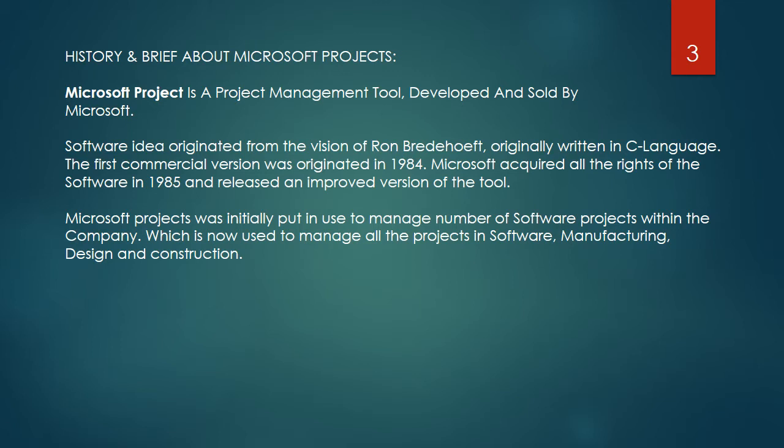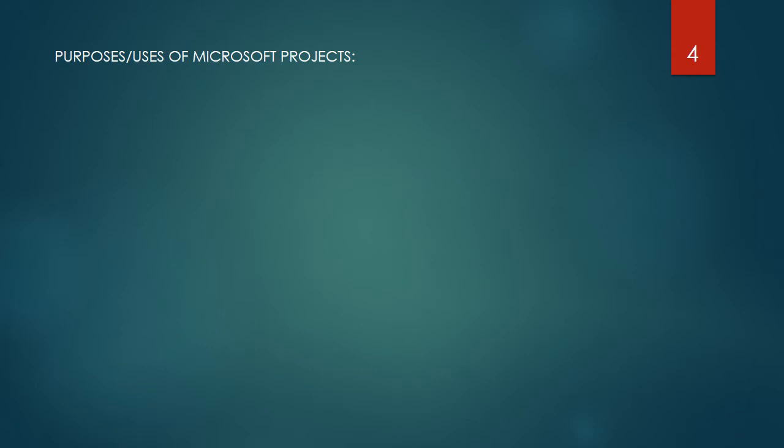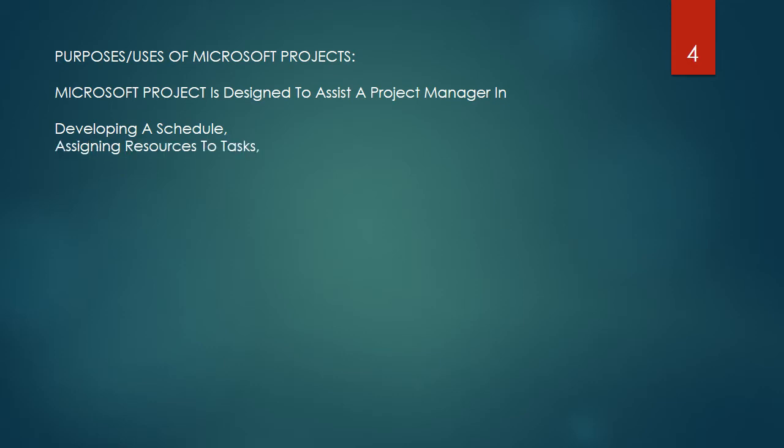Microsoft Project was initially put in use to manage a number of software projects within the company, and is now used to manage all projects in software, manufacturing, design, and construction industries. Purposes and uses of Microsoft Project. Microsoft Project is designed to assist a project manager in developing a schedule, assigning resources to tasks, tracking progress, managing budget, and also deriving cash flows.